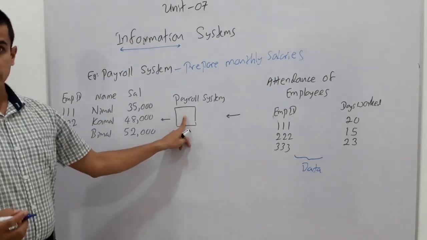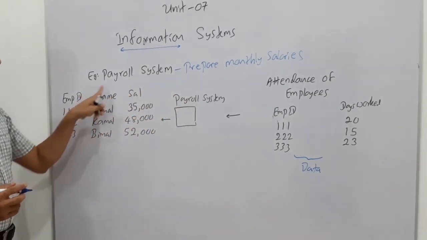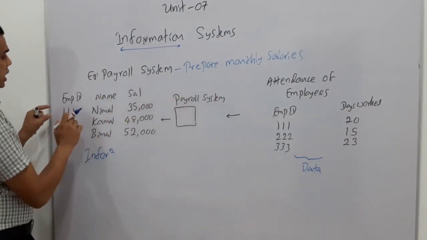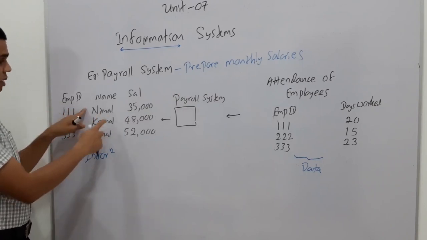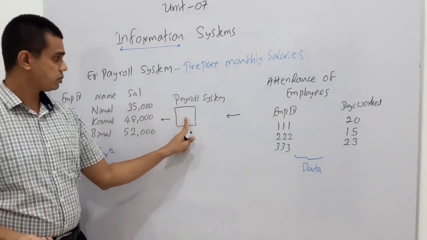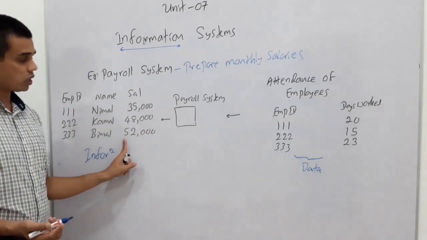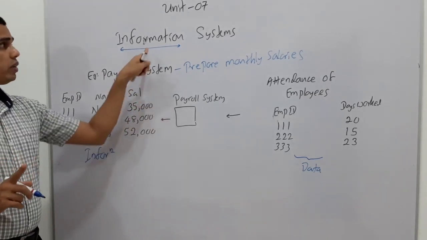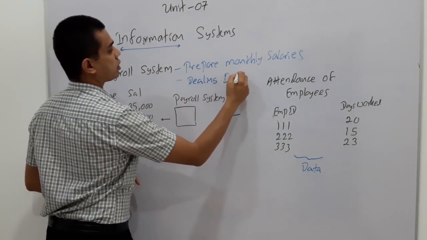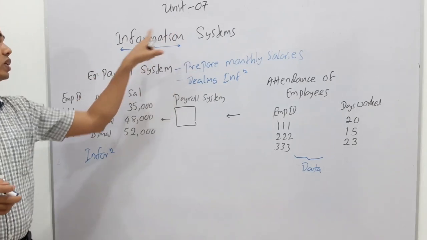They are submitted to the payroll system, the monthly salary preparation system. According to the processing, it is preparing the relevant results, information. These are information. Why? From those data, they find that employee 111, the name is Nimal, his salary is 35,000. How did we get 35,000? That's the processing by the payroll system. Again, the next employee got this much. Then the other employee is getting 52,000 as the monthly salary. The payroll system is also an information system. Why? This is again working with information. I think you got the correct idea of what an information system is. It's also a system which is working with information.